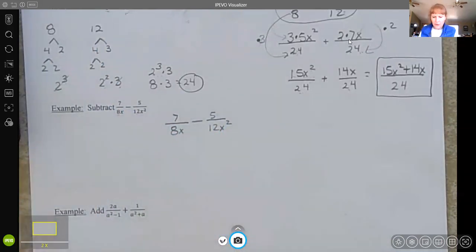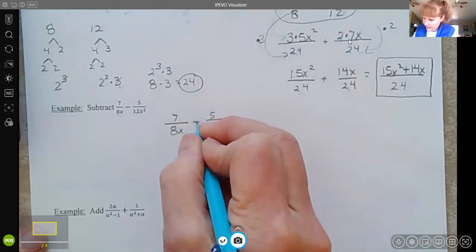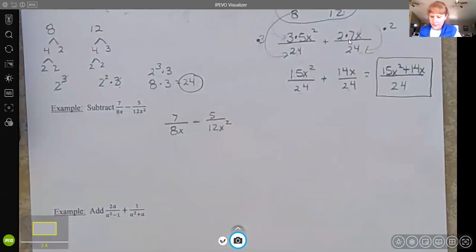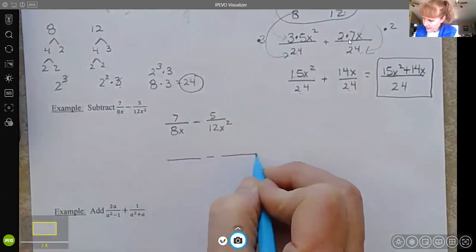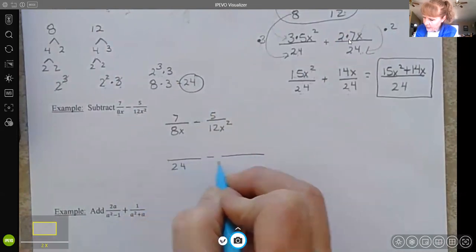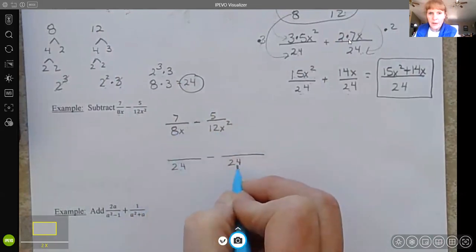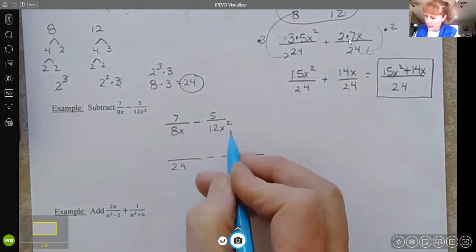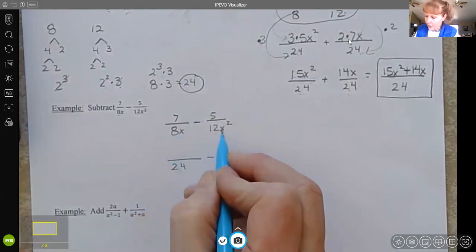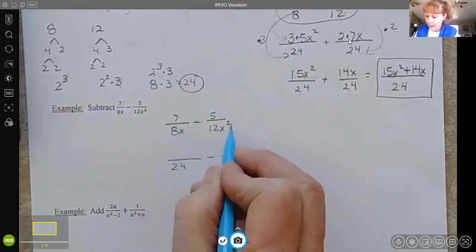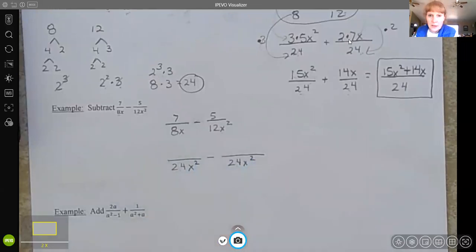So I'm subtracting these two fractions. That's quite the subtraction symbol. Let me make it a little bit smaller. Okay. So to get a common denominator, I know that I have a 24 because 12 and 8 both go into 24. And I also have an x squared because I have an x and an x squared. And when the bases are the same, you take the highest power. So there's my least common denominator.